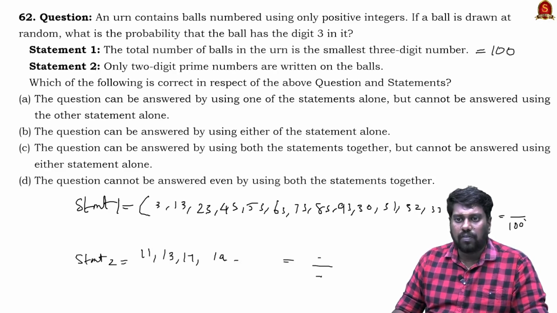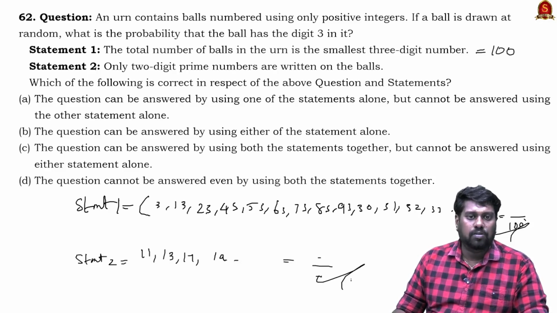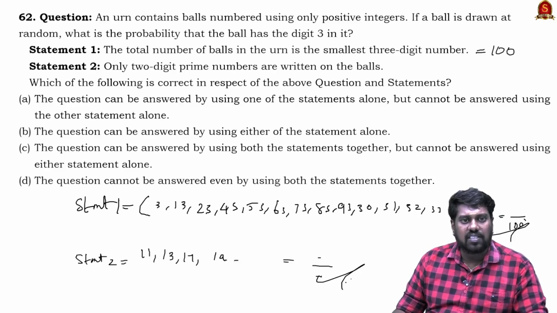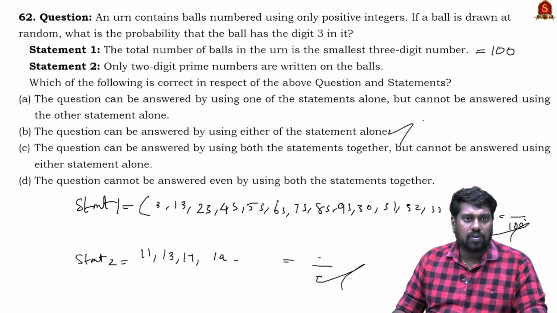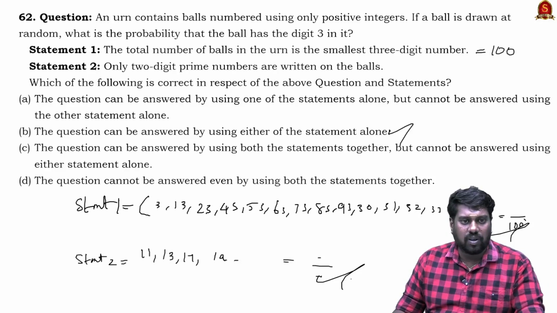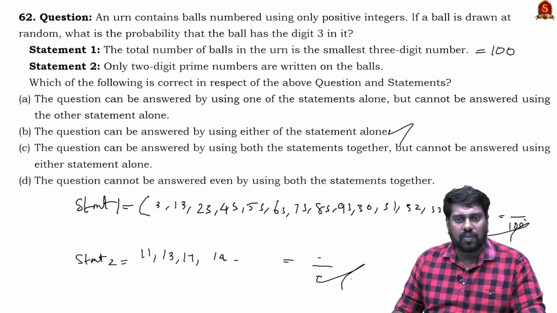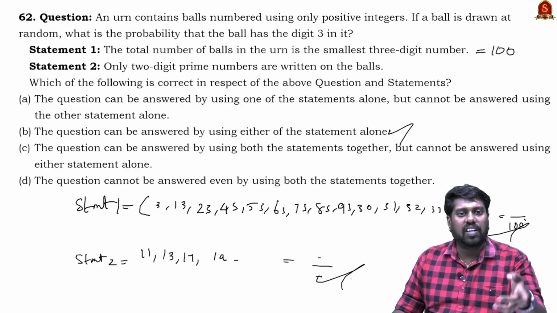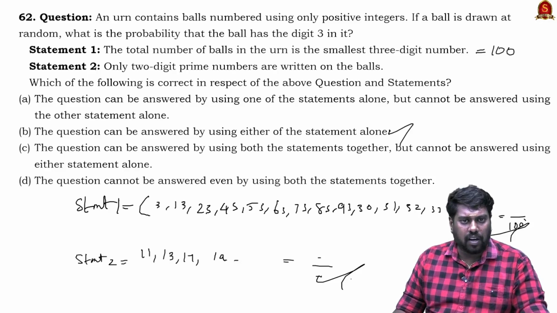So if you see, the first statement is giving you a separate answer and the second statement is giving you a separate answer. In data sufficiency, when the first statement is giving a different answer and the second statement is giving a different answer, you always go for either. So the question can be answered using either of the statements. This is a very direct question. You will have 2 different answers for 2 different statements. When you have different answers for different statements, you will go for either or. Other options cannot be there.